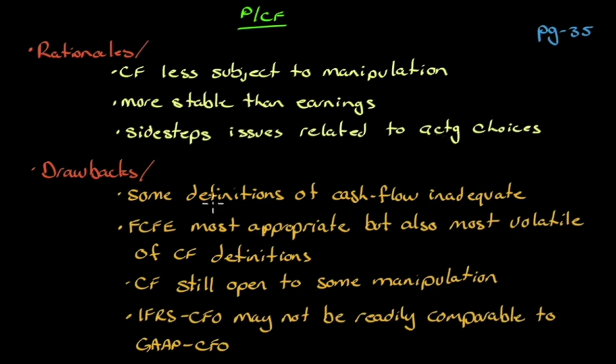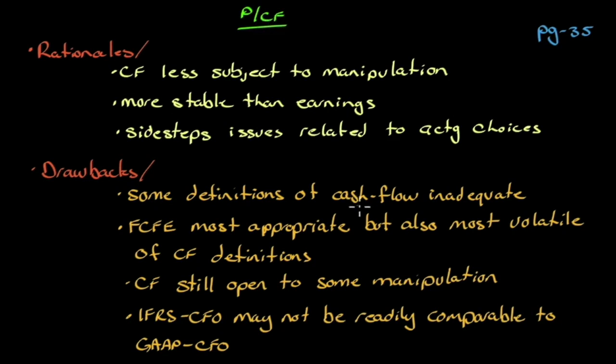Some of the drawbacks: some definitions of cash flow are simply inadequate. Now we're going to see, before you start questioning why that's a drawback, what do you mean it's inadequate? For the price to cash flow ratio, I've said P to CF. Technically, we're going to see that I really shouldn't be saying it that way, but I just want to say that it's a price to cash flow ratio, regardless of what definition of cash flow you're using. We use the acronym CF to mean a very particular type of cash flow.